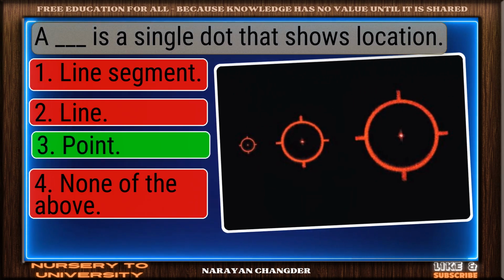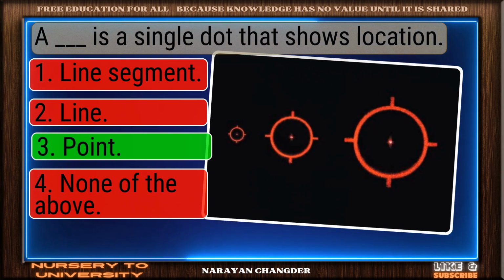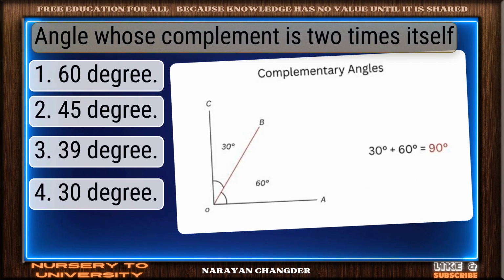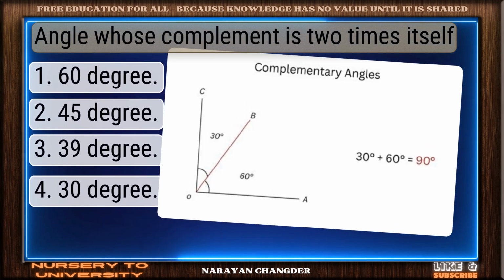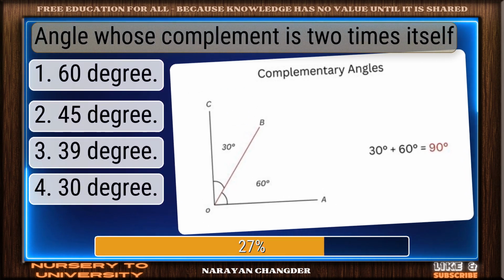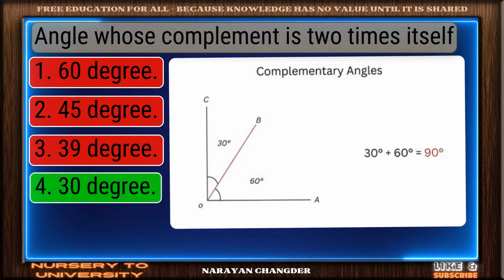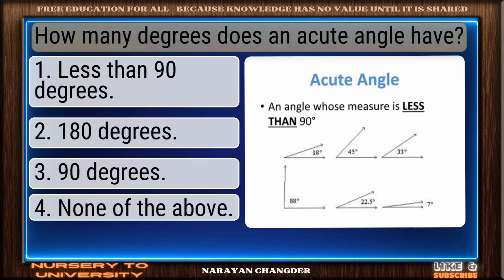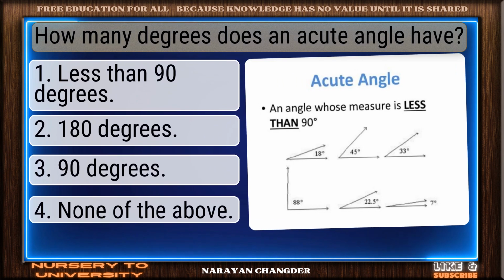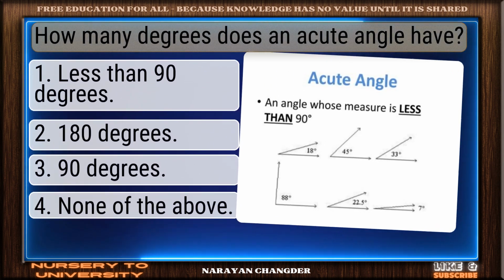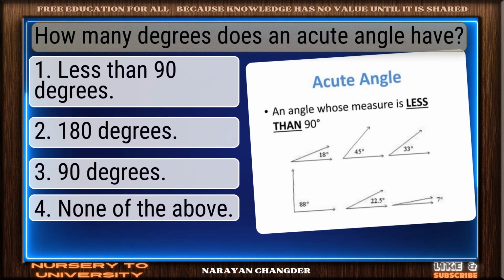You're right. Point is the correct answer. Question number 218. Angle whose complement is 2 times itself. Correct response. 30 degrees is the most accurate answer. Question number 219. How many degrees does an acute angle have?